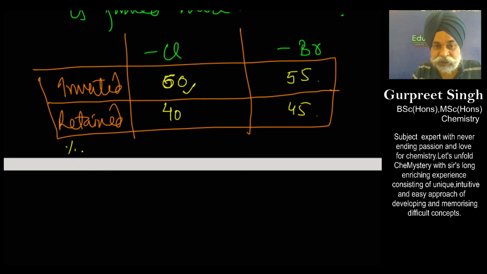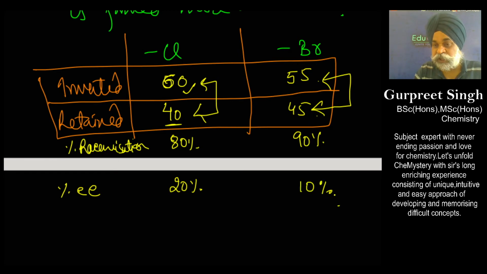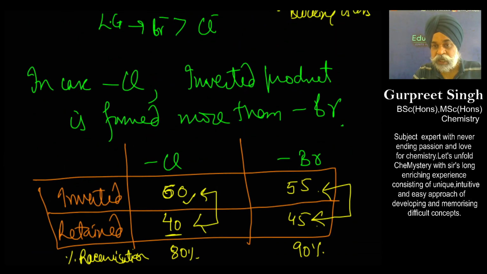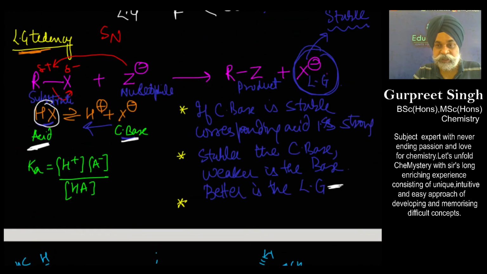So the percentage racemization in this case, because 40 of this would racemize with 40 of the inverted, would be 80%. In this case, 45% of this got racemized, so here it would be 90%. And the percentage enantiomeric excess in this case would be 20%, because 20% is in excess and 40 got racemized; here it is 10%. So this is what is being asked in this question. The question was quite challenging, and I think I'm able to explain it better.